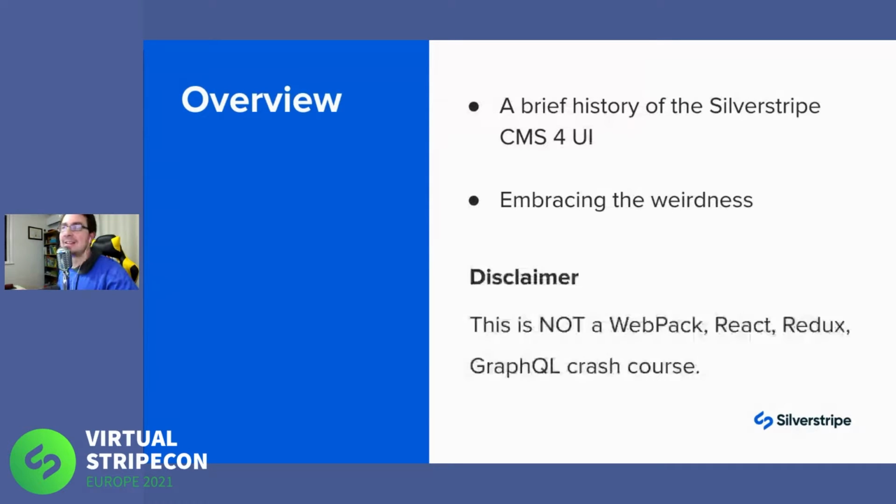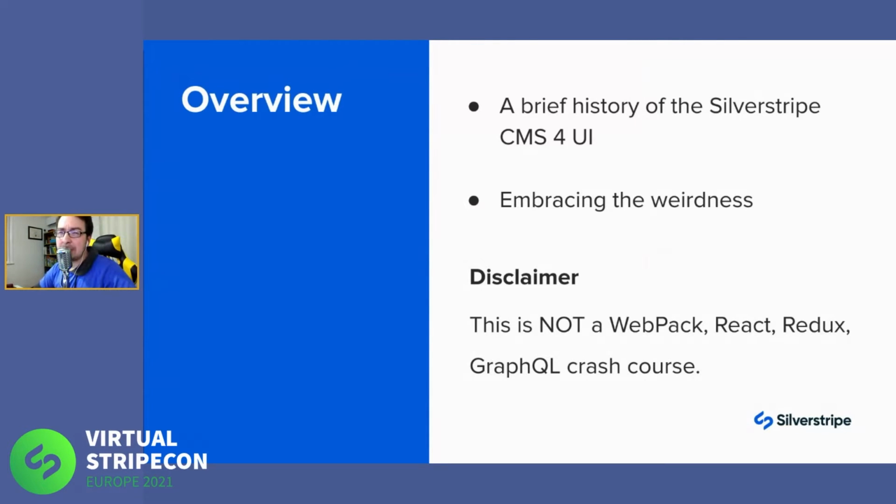A quick disclaimer before we get started. This is not a Webpack, React, Redux, GraphQL crash course. These are topics that are quite big. There's a vast array of resources on how to learn from them online, and by people who are a lot more knowledgeable about each of these individual topics than I am. So we're mostly going to deal with the idiosyncrasies of Silverstripe CMS, and then we'll try our best to get you started and actually playing with it.